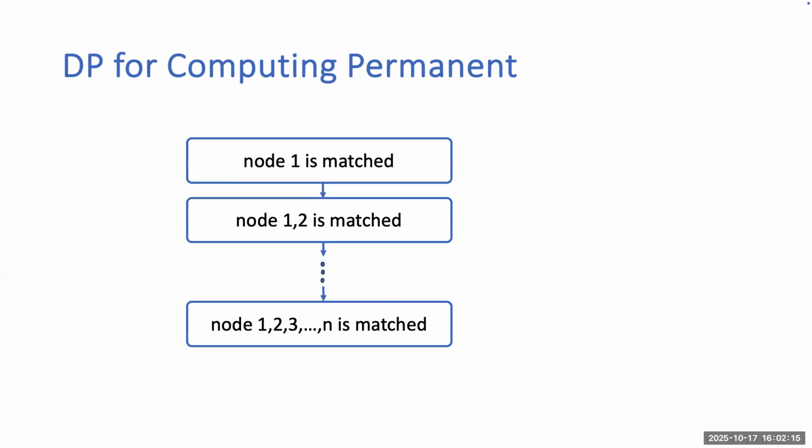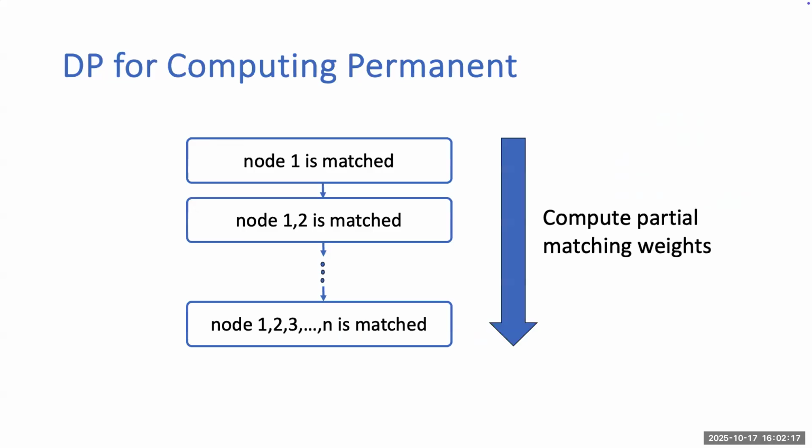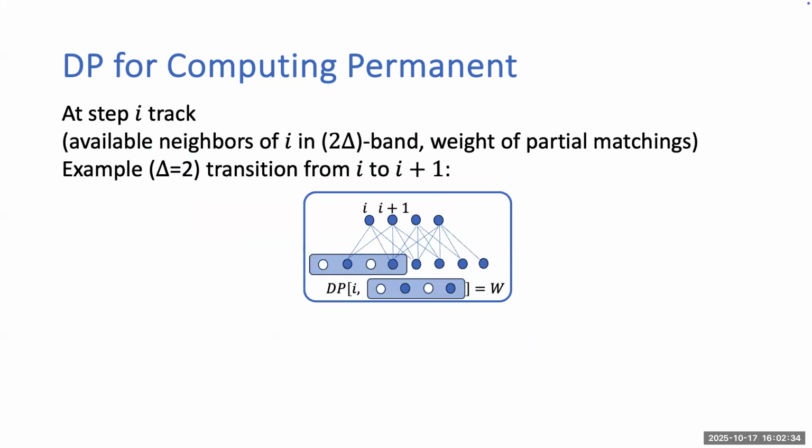Let me be more specific with an example. Initially I start from node 1, then I match node 1 and 2 and so on. In every iteration, I'm keeping track of all the marginal weights I have seen so far. That's one thing to keep track of. The second thing is the status of the nodes that are available for the next node to match. Here I show it with an example. Let's say I want to match node i, and delta here is 2, so I have to keep track of 2 delta nodes that are relevant. The ones shown in white were matched before.